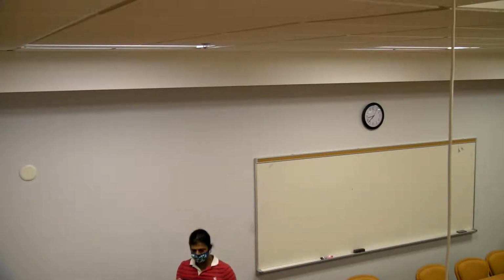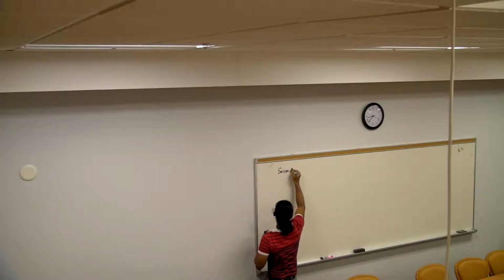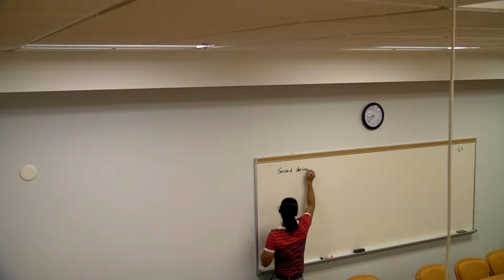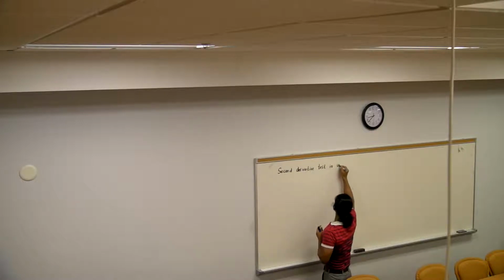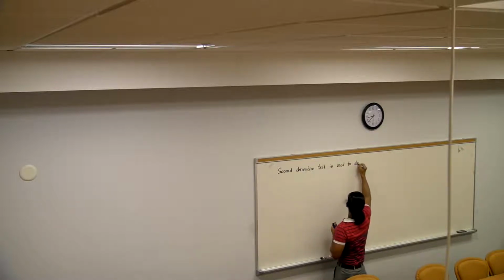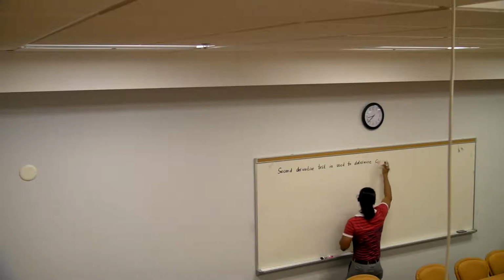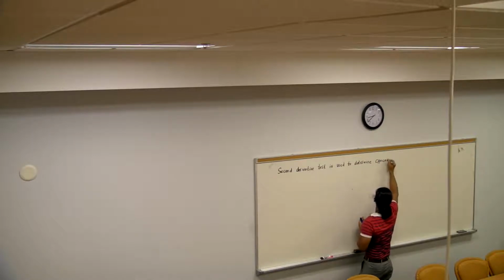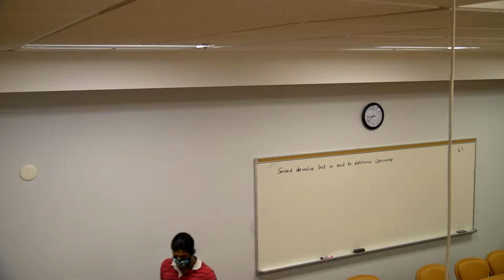What is the purpose of a second derivative test? To determine whether or not the function concaves up or concaves down. Exactly. So the second derivative test is used to determine concavity.